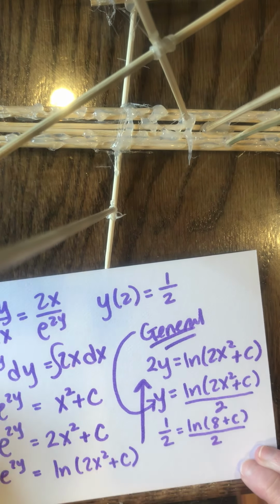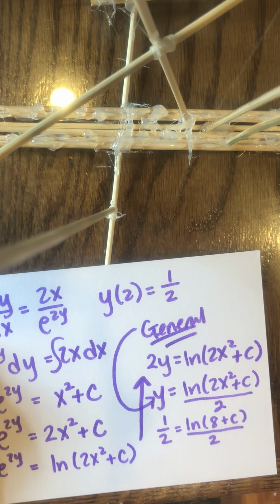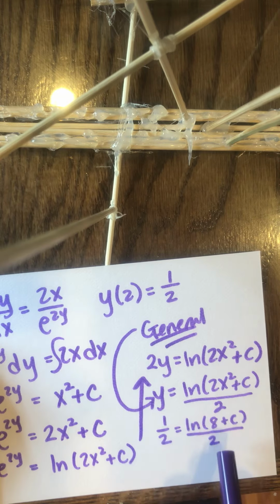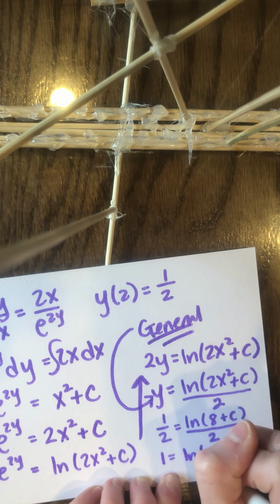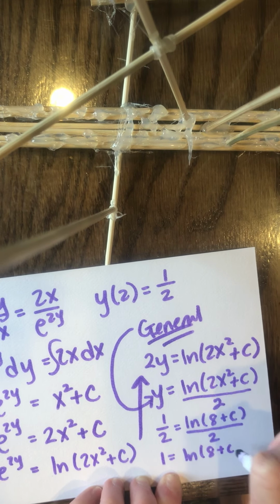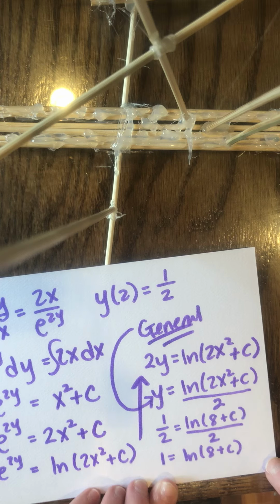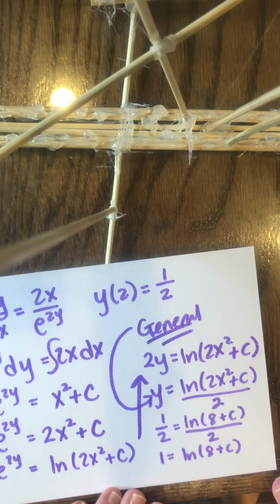Now, as I look at this, what this is telling me is that my numerator here must be 1. So we're really looking for when the natural logarithm of 8 plus c equals 1.